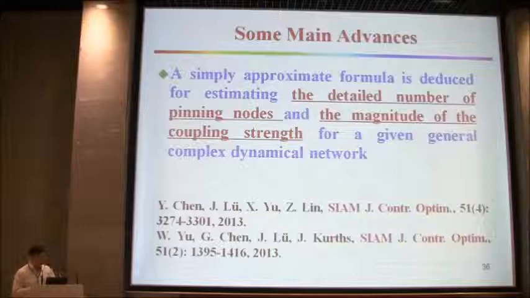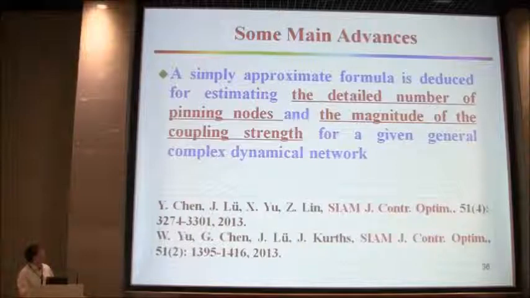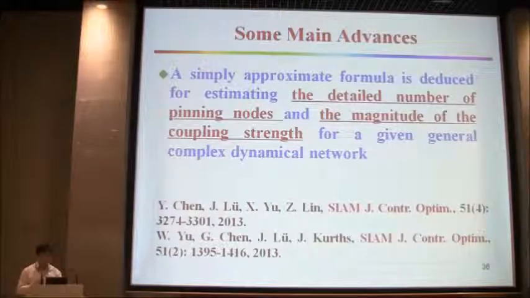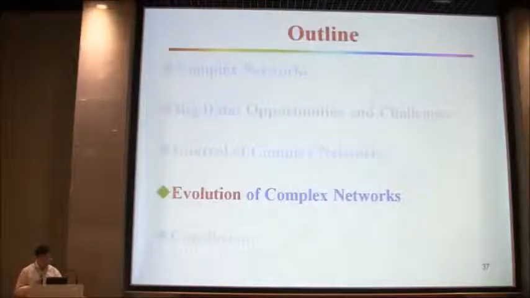We have made some main advances in this area. A simple approximate formula is deduced for estimating the detailed number of the pinning nodes and also the magnitude of the coupling strength for given general complex networks. We have some recent work in this area. In the following, I will talk about the evolution of complex networks.